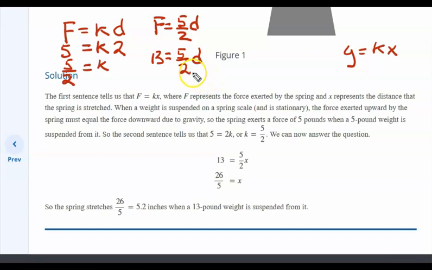And then here, we're going to multiply both sides by the reciprocal of 5/2, which is 2/5. Here, all this side cancels out, and we're just left with a d. And then this gives us 26/5, which is our new distance, which in decimal form is 5.2. And that would be our answer.